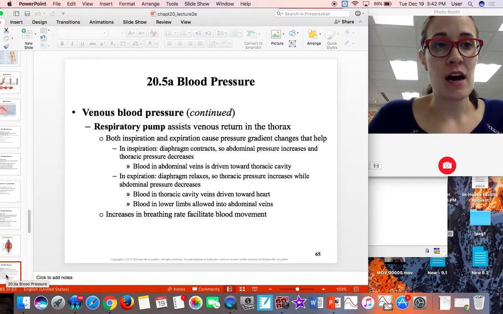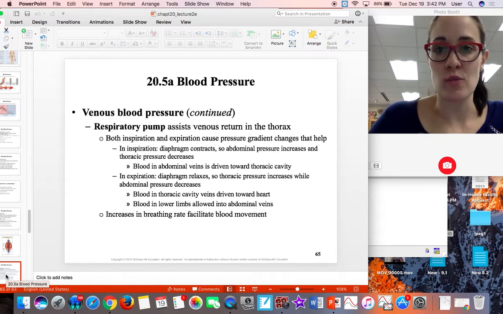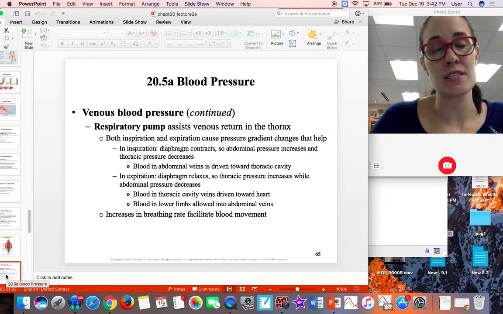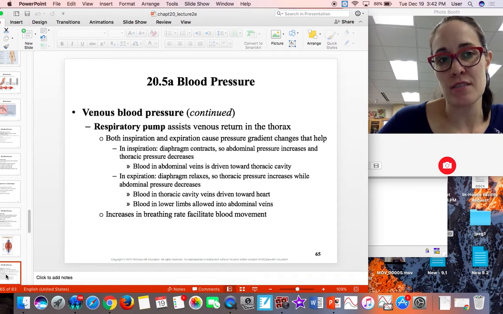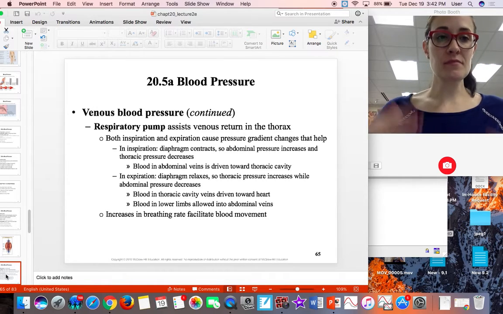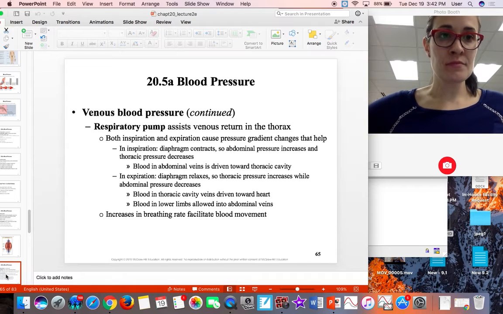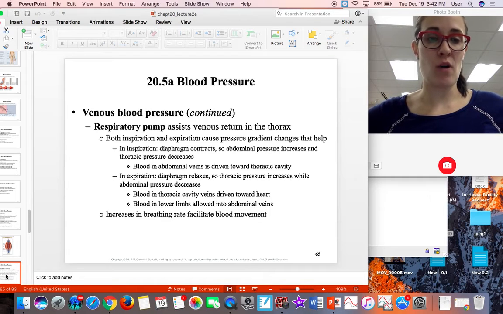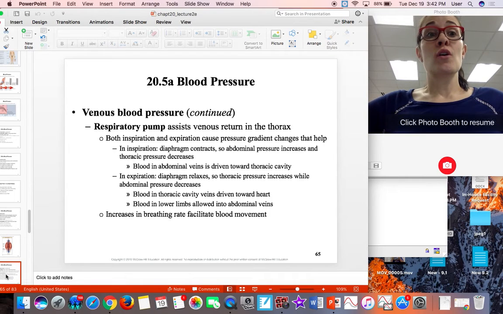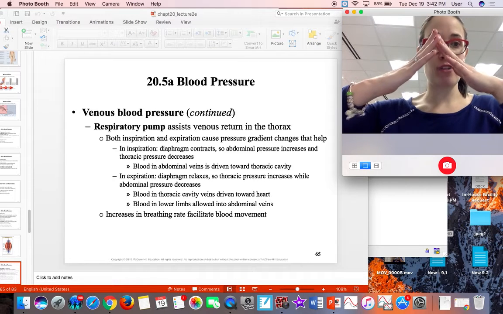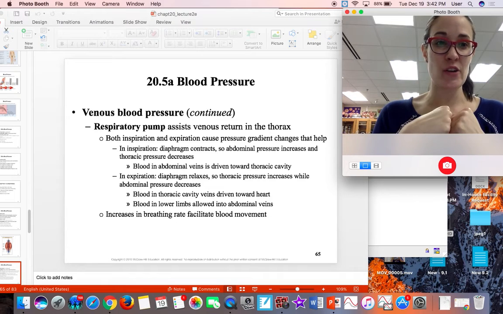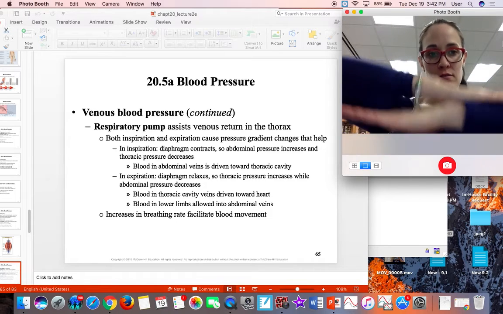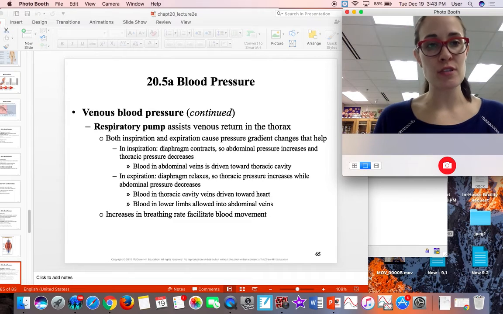Another thing that helps the veins get blood back towards the heart, besides valves and skeletal muscles, is something called a respiratory pump. We'll talk about the respiratory system later, but in your thoracic cage, at the bottom you have your diaphragm, that large muscle, and it separates the thorax from the abdominal wall. When you breathe air in, it's called inspiration, and the diaphragm contracts downward, making more space in the thorax and decreasing pressure. Then when you exhale, it relaxes and the pressure goes up in the thorax.